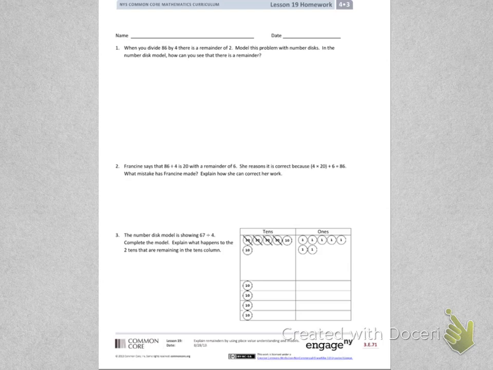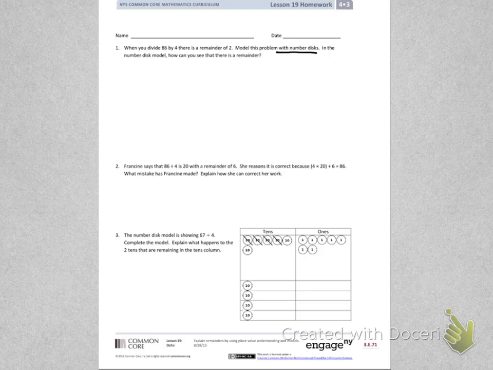Problem number 1. When you divide 86 by 4, there is a remainder of 2. Model this problem with number discs. In the number disk model, how can you see that there is a remainder? All right, so they're asking us to divide 86 by 4, and they're asking us to model the problem with number discs. So I'm going to start by doing that.